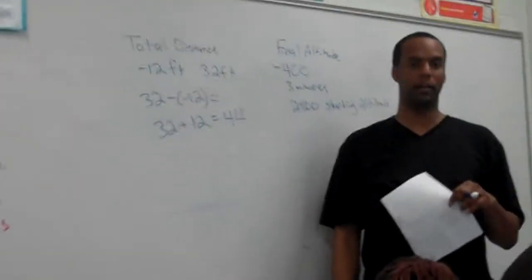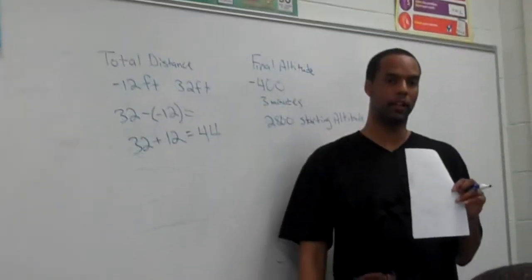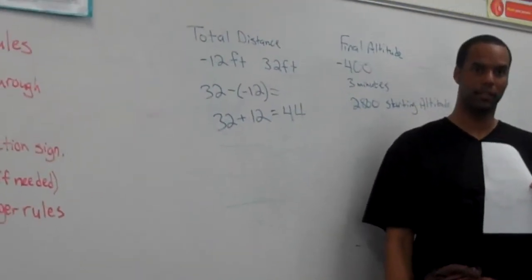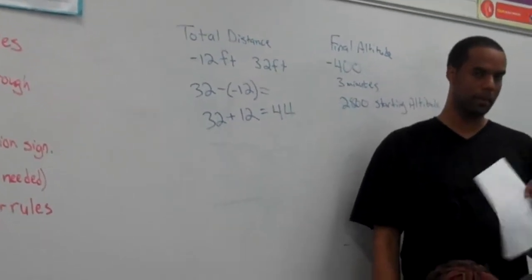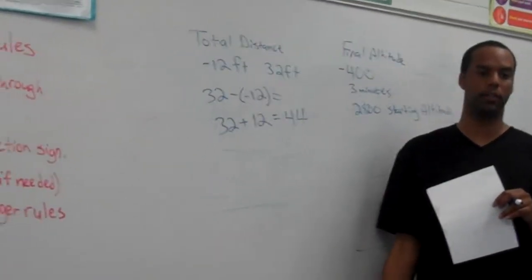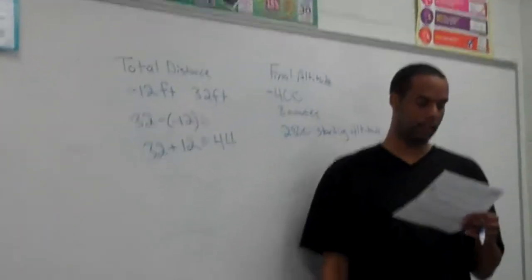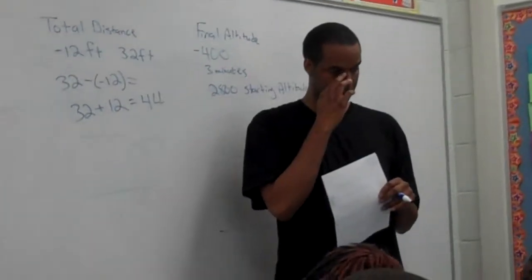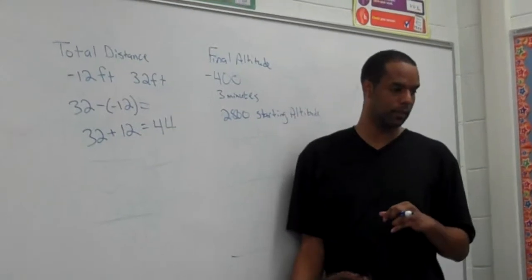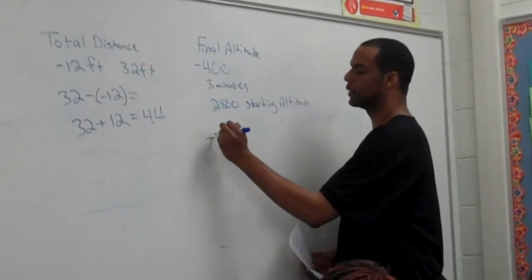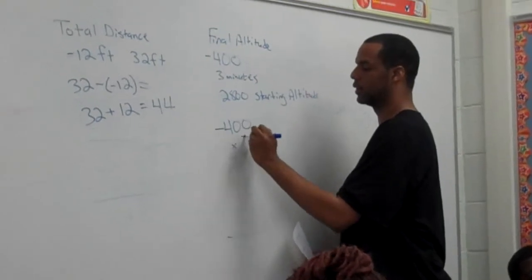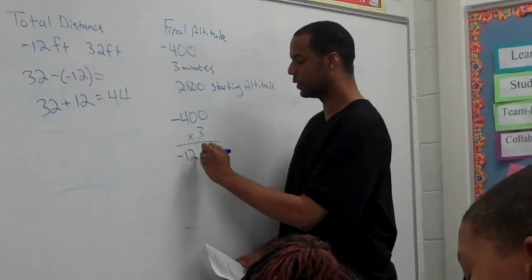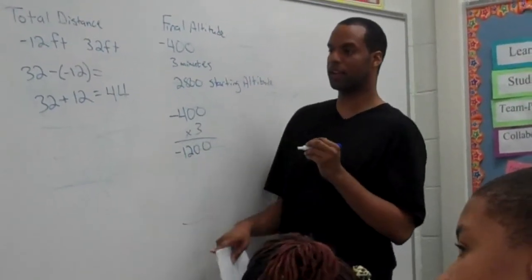So how would I find out how much altitude she lost? That doesn't matter. I'm still asking you a question. By subtracting? Nope, that's not how we started off. May you repeat the question again? How do I find out how much altitude she lost? Kiana, what would I be multiplying? -400 times 3. And what would that give me? -1,200.